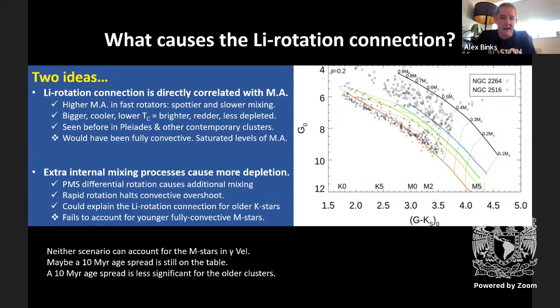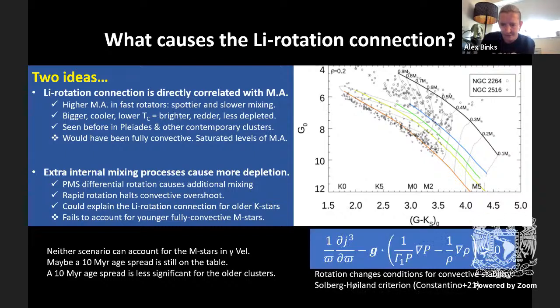So unfortunately, more questions than answers at the end of this talk. We can also say that neither scenario can account for those M stars we saw in Gamma Vel. So it's possible that there is a large age spread that we're observing in Gamma Vel, which would be much larger than what's typically quoted for young clusters. I should say that if that also occurs in NGC 2547 and older, it becomes less significant as stars approach the main sequence. It's as if they erase memory of that evolutionary process. So 10 million years is a small factor for older clusters. But it's interesting to see what's going on in Gamma Vel.